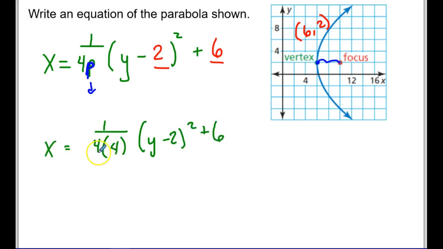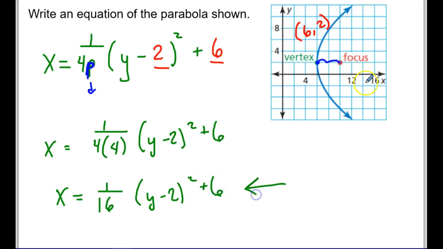Well, here I can do just a little bit of multiplication. So I end up with x equals 1/16 times the quantity y minus 2 squared plus 6. So here is the final equation for this parabola. Without having to just memorize a bunch of equations and without having to use the distance formula, I found everything that I needed to write my equation.